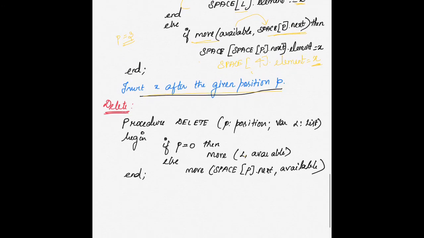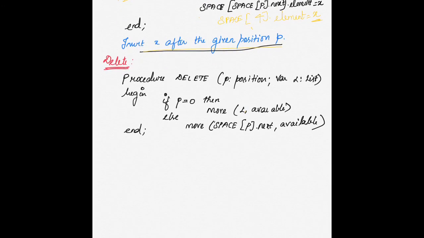So in the deletion routine, again we will be having two arguments. One is the list from which we are going to delete, and the position after which we are going to delete. So if you give p is equal to 3, then the fourth element will be deleted. If p is 0, then the entire list is supposed to be deleted. That is the meaning of p is equal to 0. So the entire list L will be moved to the available, so the available will be adjusted as such.